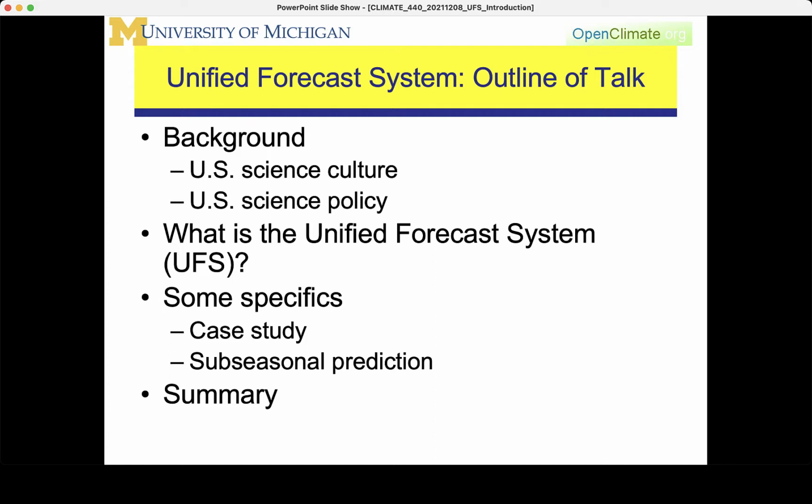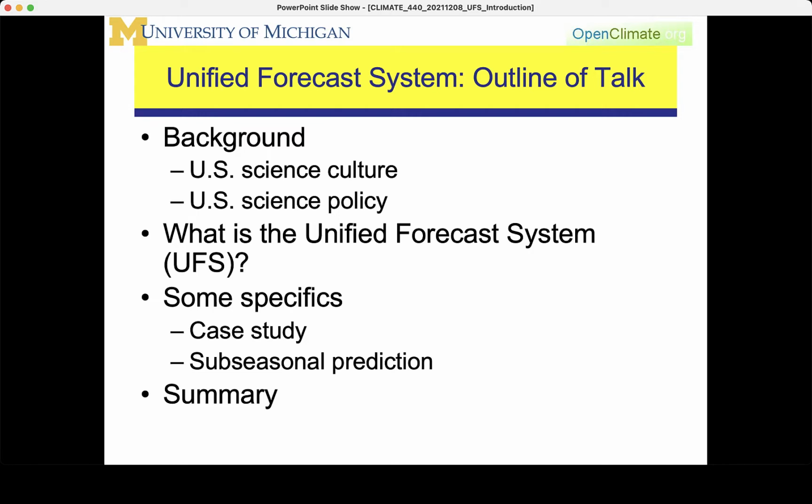I'm going to give some background, which is going to focus on the culture of the U.S. science enterprise, as well as part of that culture, U.S. science policy. The reason for this is I think it's interesting. It's potentially interesting to students in the long term, potentially useful for students to understand. It is also a major motivation of the genesis of this idea of the Unified Forecast System.